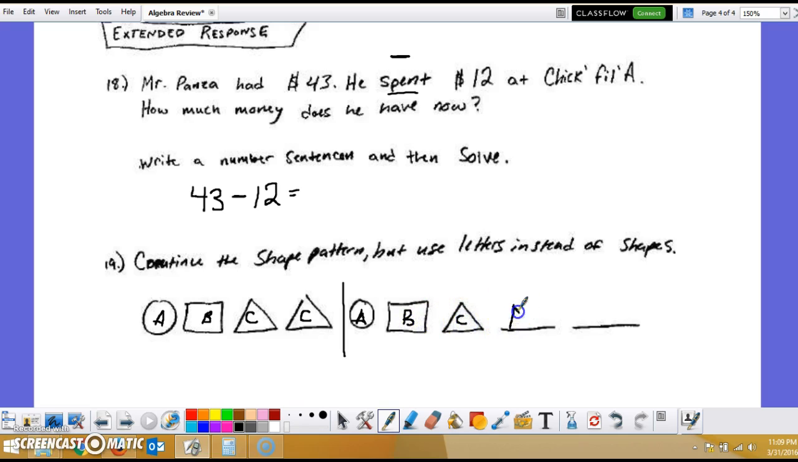Now don't get thrown off. Just because they want you to fill in one more spot doesn't mean you need to panic. Just realize after the double C, you finish and you start the pattern all over again, which means this would be A or a circle.